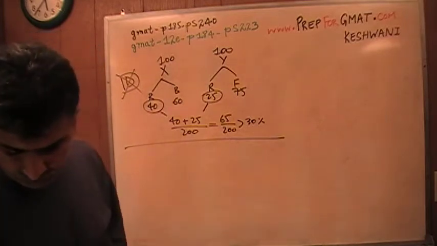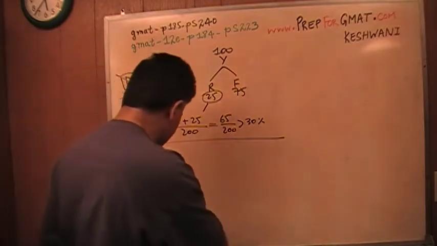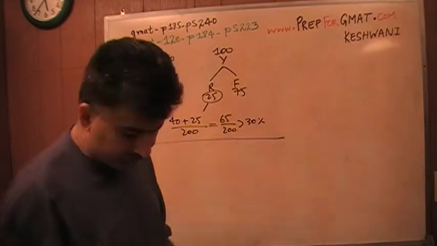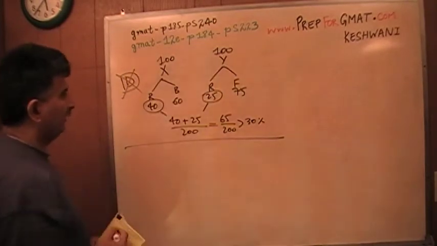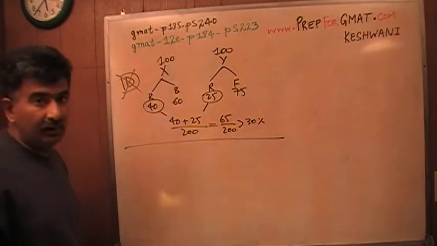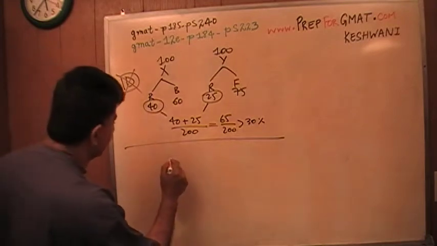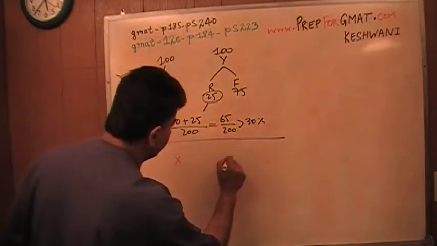Let's try something smaller. Let's try C. 40%. Let me do it in a different color. 40%. I was going to actually cross out all the numbers here and redo it, which is what I would do in a real exam. But here I'm going to set it up separately again. So here's my X, here's my Y.